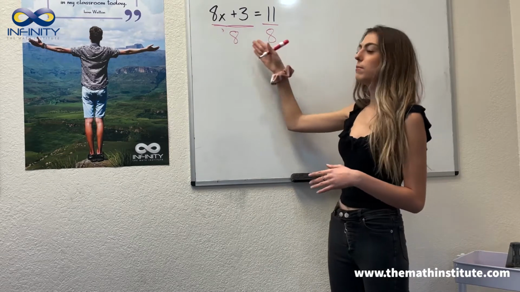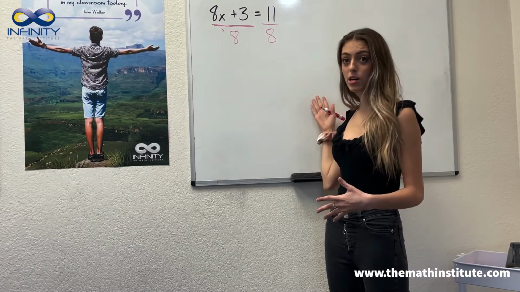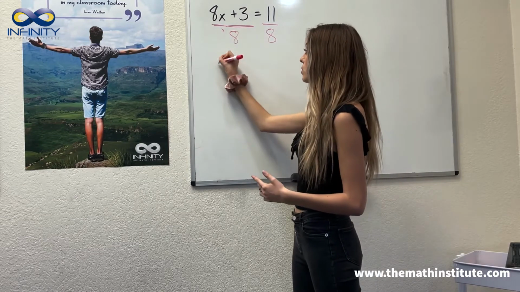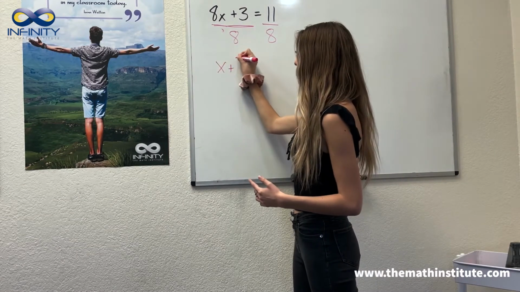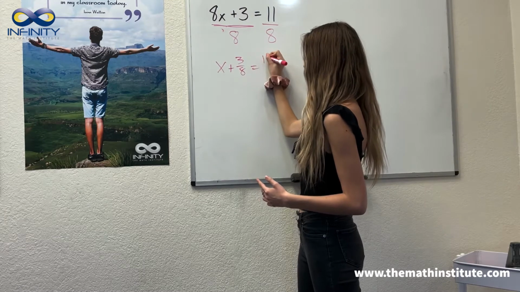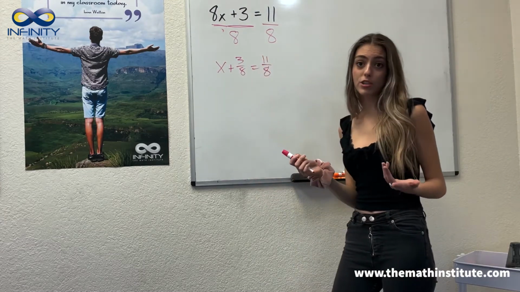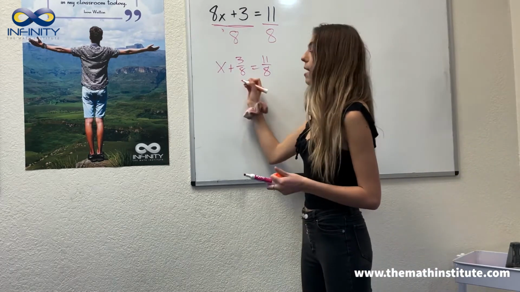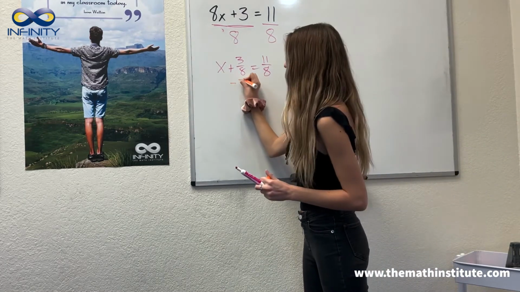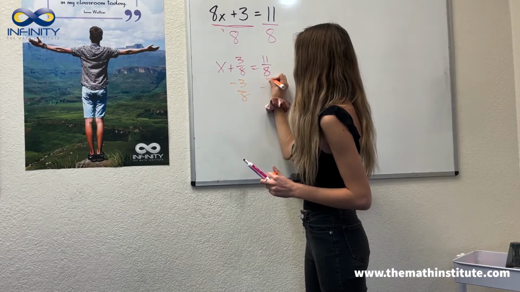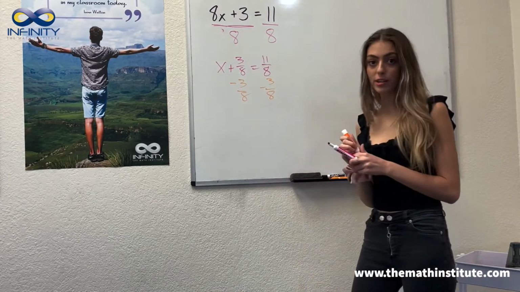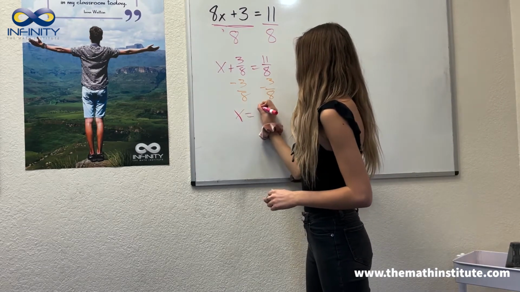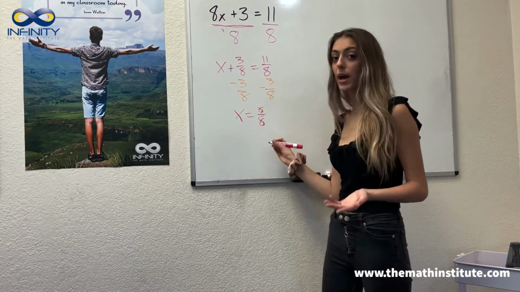Later on, I'll explain why subtracting 3 from both sides is a lot easier, but let's take a look at this way. So in this way, you will just get x plus 3/8 is equal to 11/8. And if you love fractions, that's great, we could do that. But I personally prefer not using fractions. So anyways, you subtract 3/8 from both sides, giving you x is equal to 8 over 8, and that's how you get x is equal to 1.